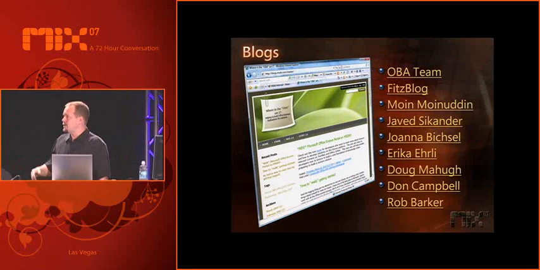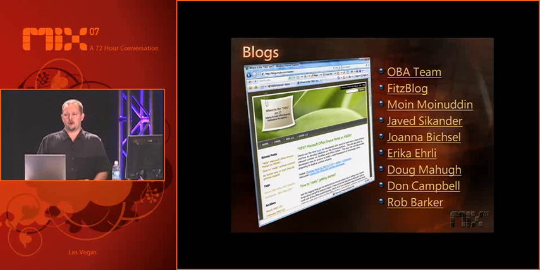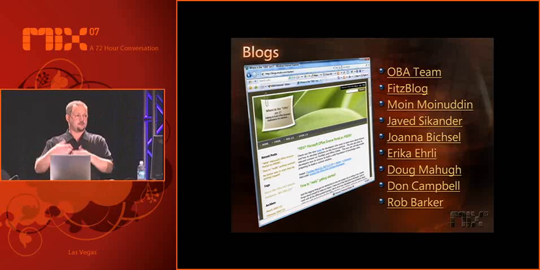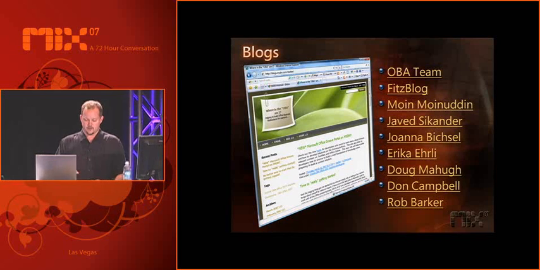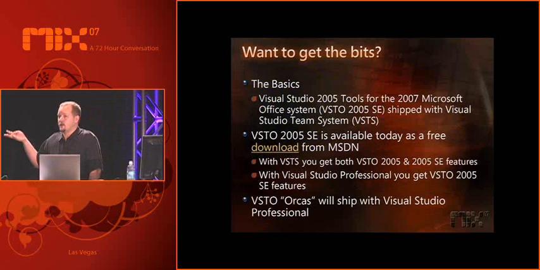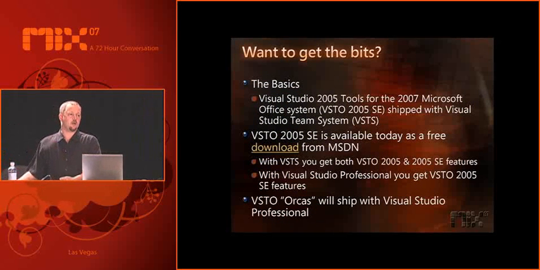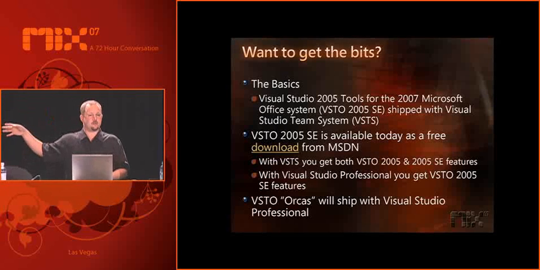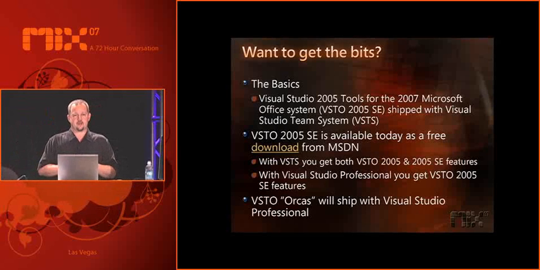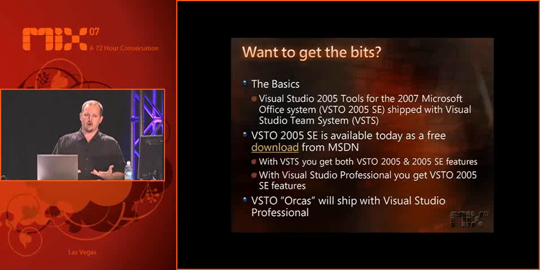These are all the blogs. These are mostly people focused on Office business applications, pretty much along the lines of form regions and task panes and ribbons and all those types of things. This is getting the bits. This is really related to a lot of the Visual Studio stuff that you saw. These are how you can get the current bits, which is Visual Studio 2005 Second Edition, as well as a link to download Orcas stuff.